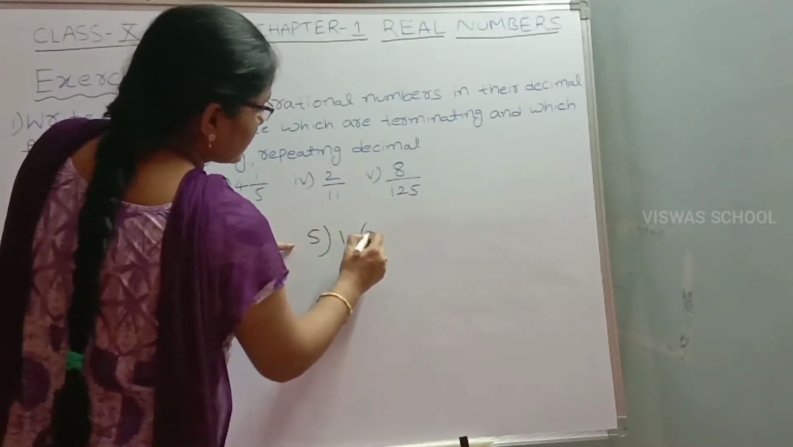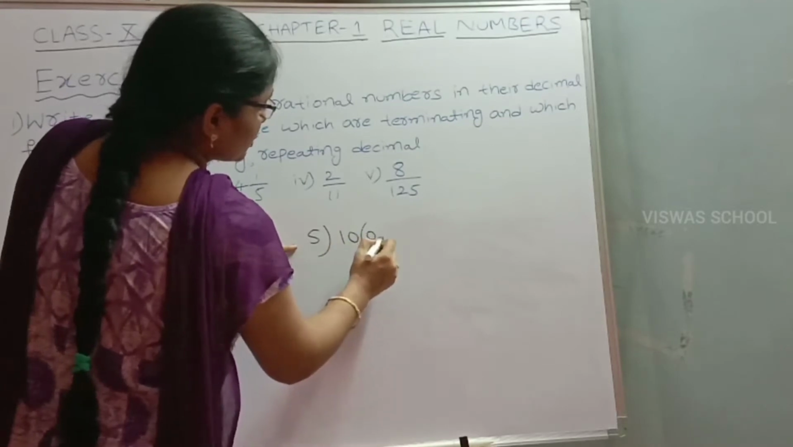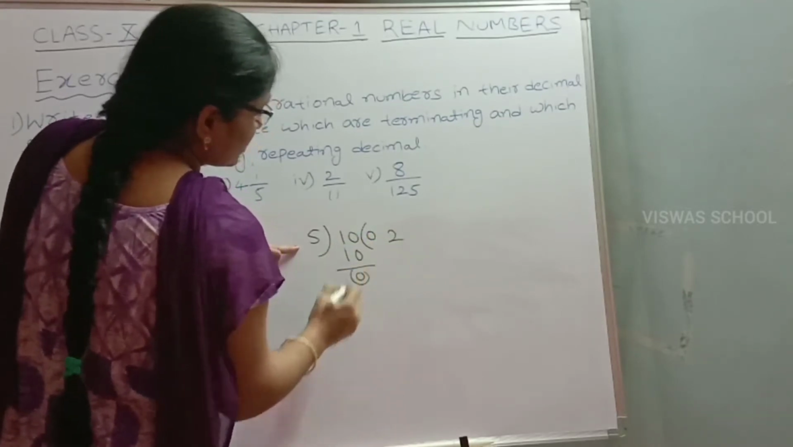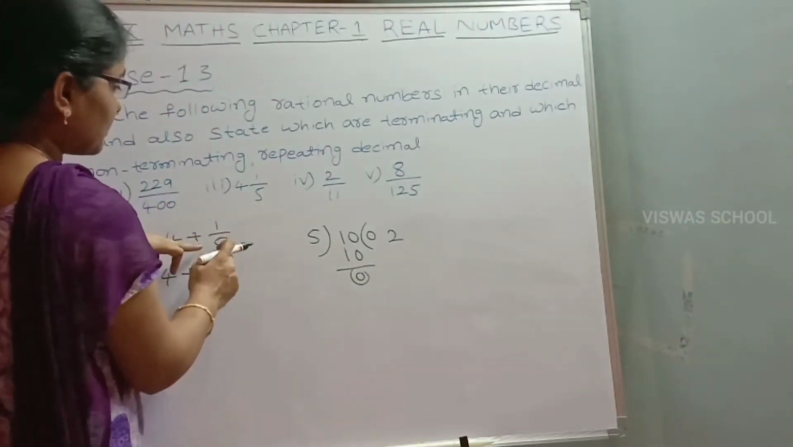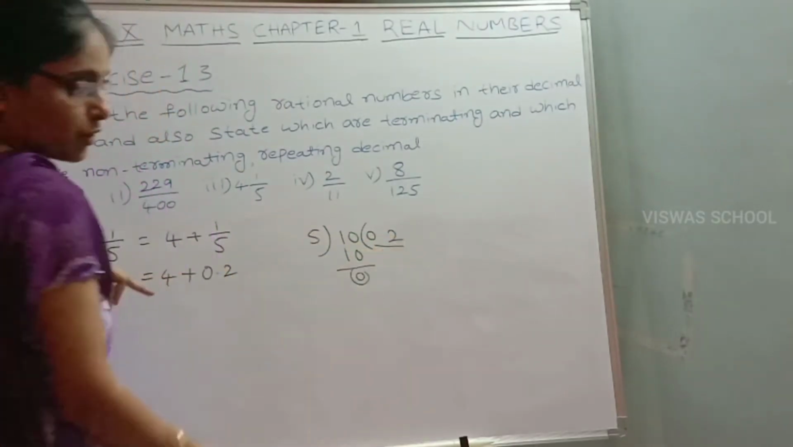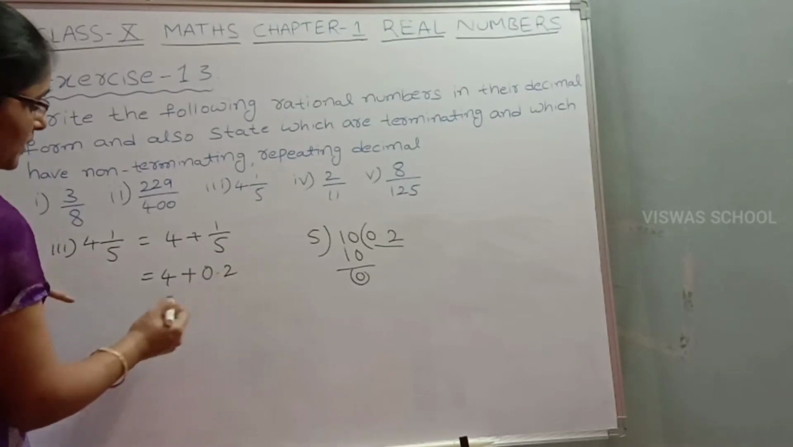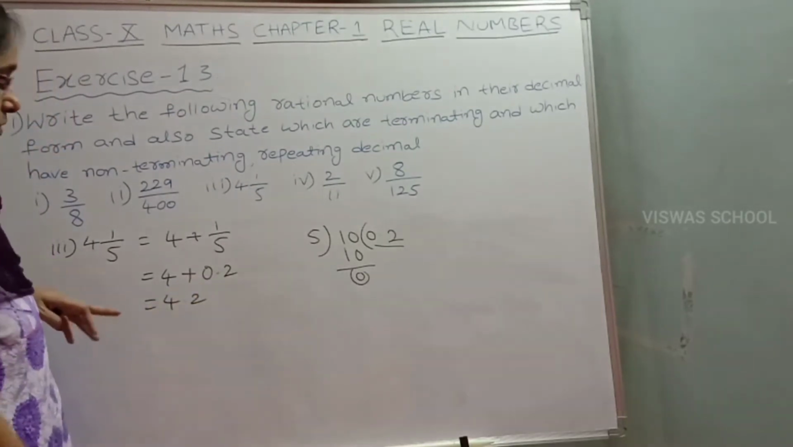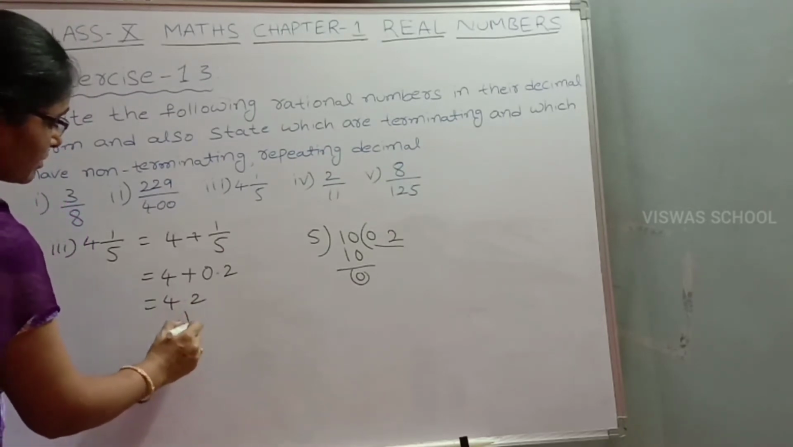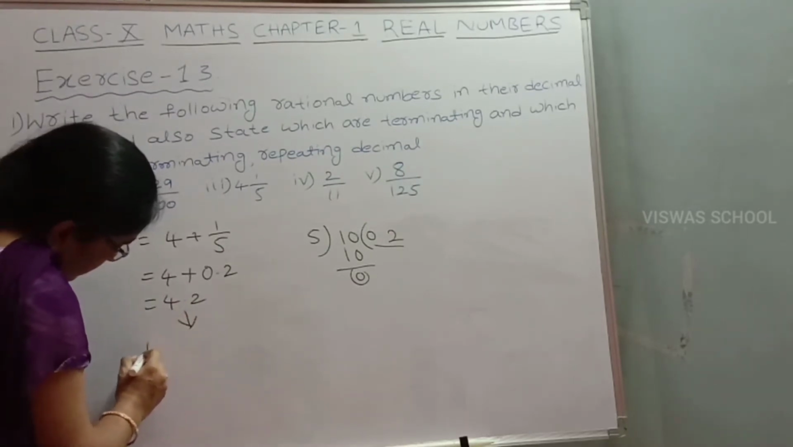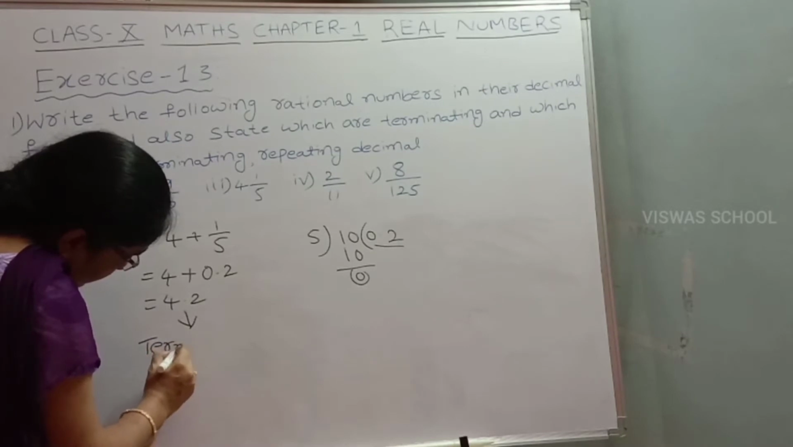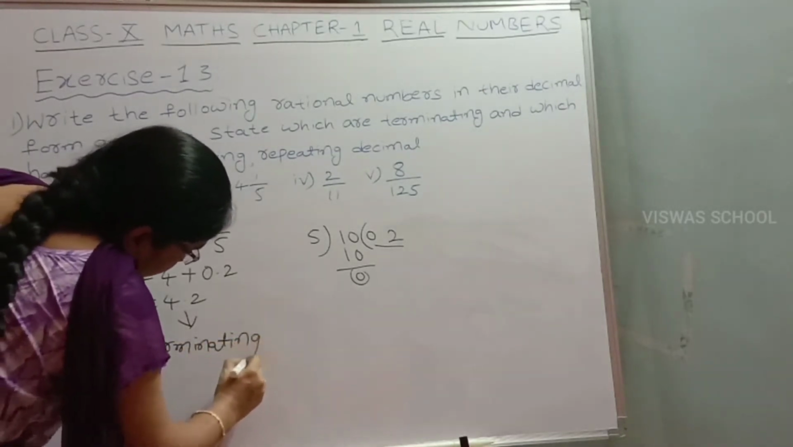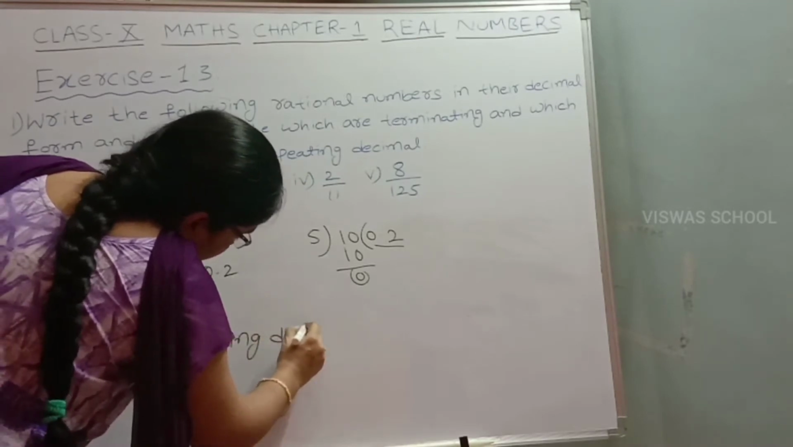Here 1 is less than 5. That's why here 0. Here 5 2s are 10. That is 0 remainder. That is, 1 by 5 is equal to 0.2. 4 plus 0.2 equals 4.2. This is a terminating decimal.